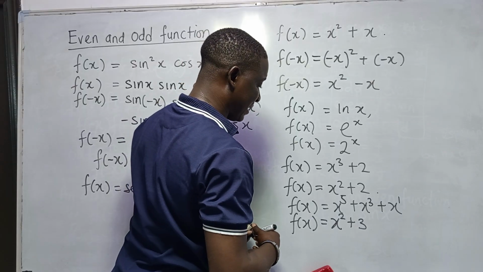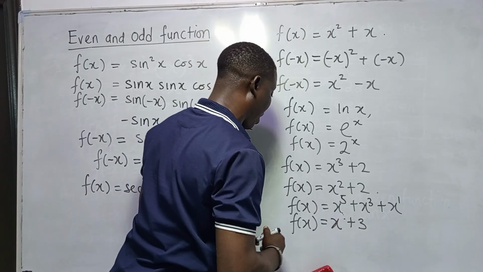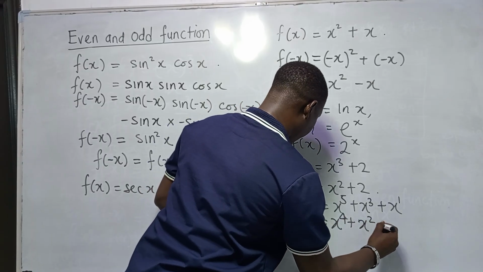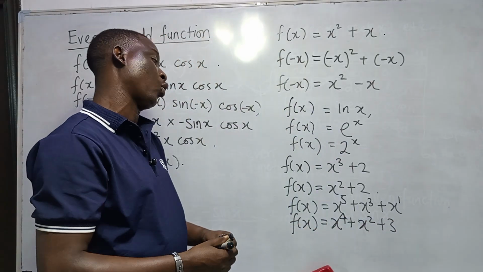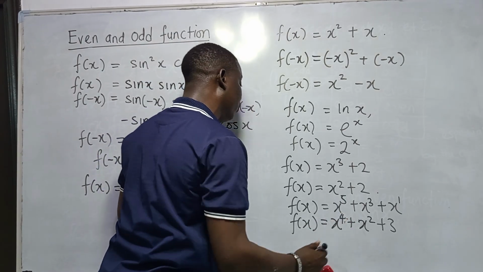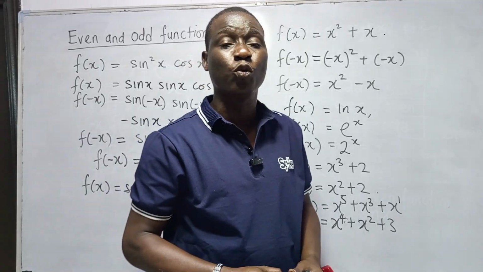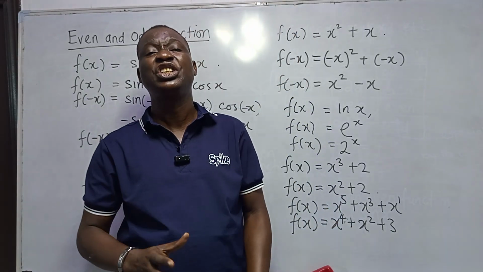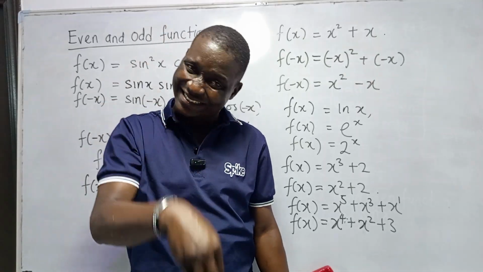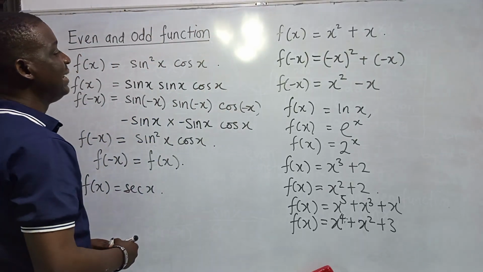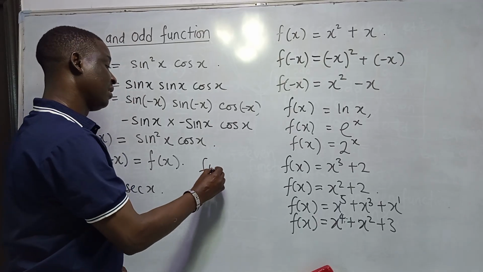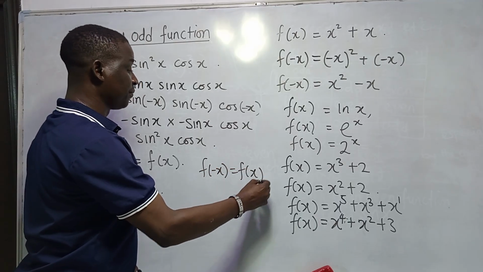Now, another thing again is that if I give you something like x to the power 4, let me change it, x squared plus 3, this one will still be an even function. Why? Because all the powers are even, and even when a constant is added to an even function, it does not change the narrative of that function being even, because it will still satisfy the even function condition, which is f of minus x must be equal to f of x.